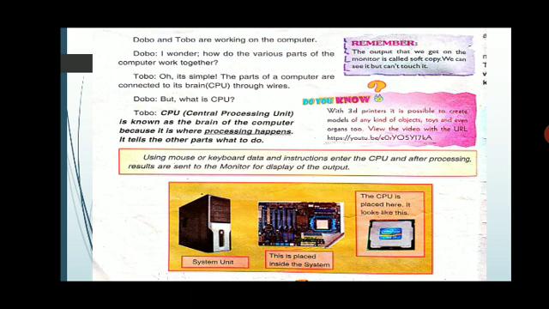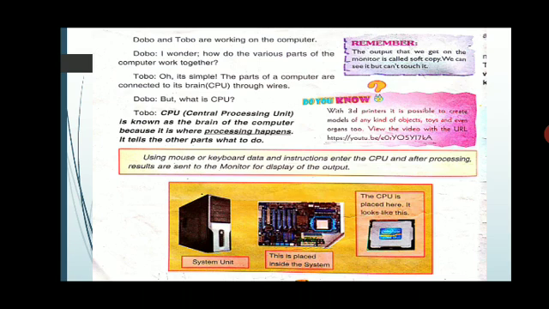Tobo and Dobo are working on the computer. Dobo says, "I wonder how the various parts of the computer work together." Then Tobo says, "Oh, it's simple. The parts of the computer are connected to its brain, that is the CPU, through wires." Then Dobo says, "But what is the CPU?" Tobo says, "CPU stands for Central Processing Unit. It is known as the brain of the computer because it is where processing happens. It tells the other parts what to do."